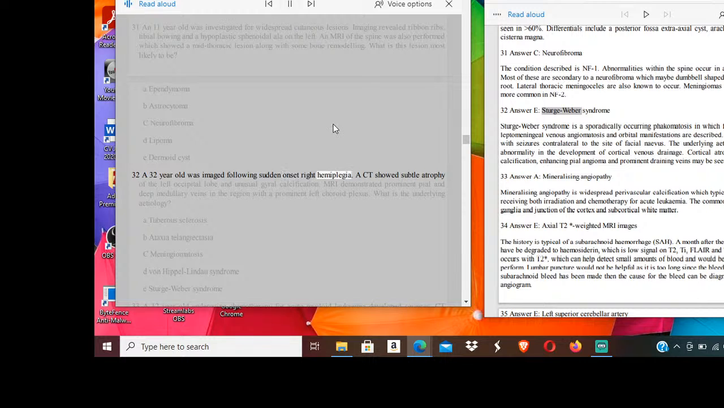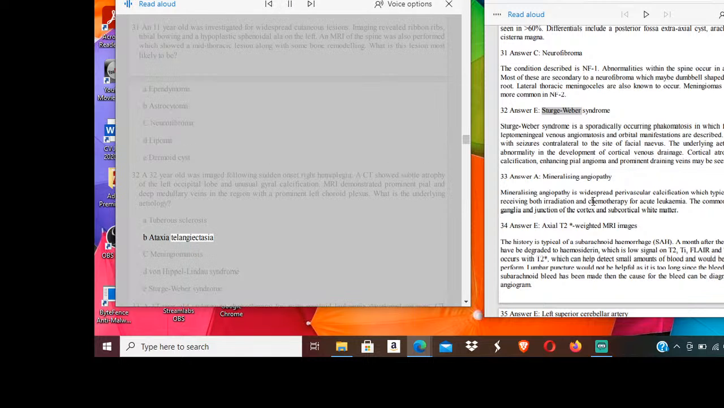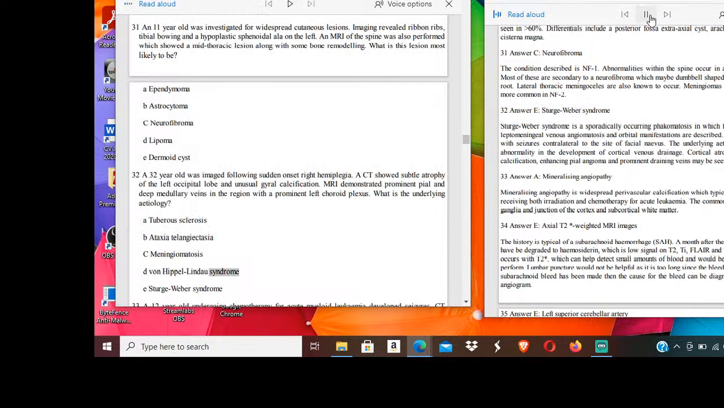Following sudden onset right hemiplegia, a CT showed subtle atrophy of the left occipital lobe and unusual gyral calcification. MRI demonstrated prominent pial and deep medullary veins in the region with a prominent left choroid plexus. What is the underlying etiology? A. Tuberous sclerosis. B. Ataxia telangiectasia. C. Meningiomatosis. D. Von Hippel-Lindau syndrome.